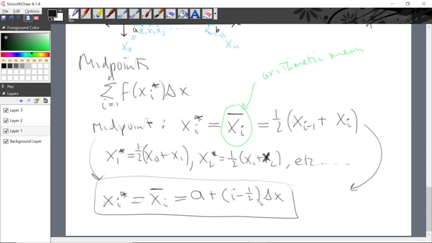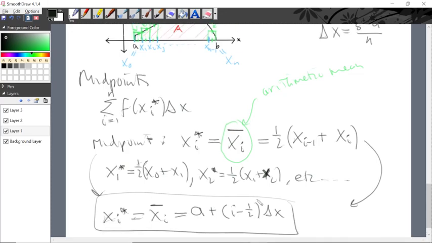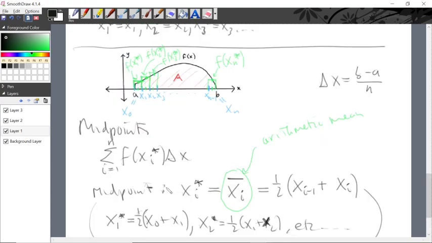So for example, if we wanted to find out what is x3 star, right? x3 star by this formula would be found by taking a plus 3 minus 1/2, which is 2.5, delta x's. That is, we can add 2.5 rectangular widths to the left edge a to find the third midpoint. That would be this value right here, can be found by taking a, the very left edge, and adding 2.5 rectangular widths on a uniform partition.